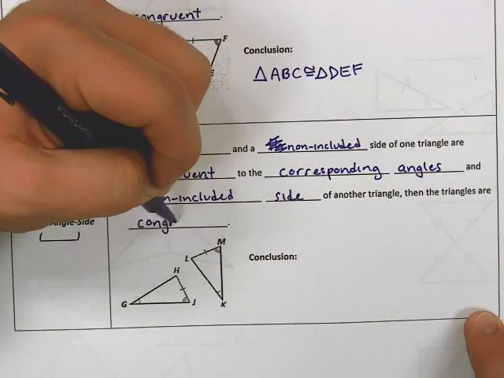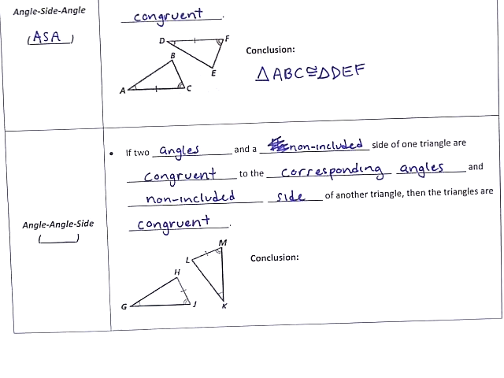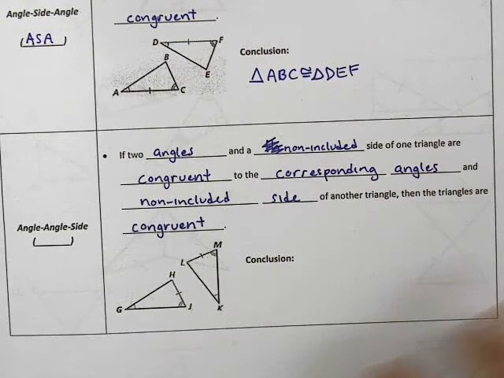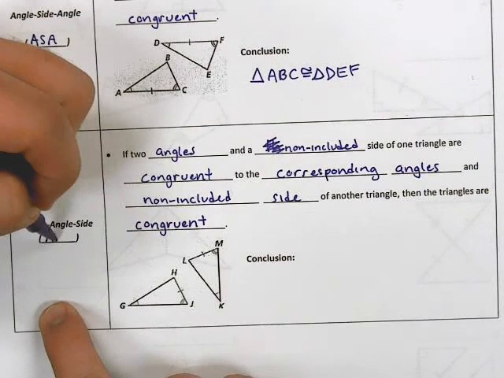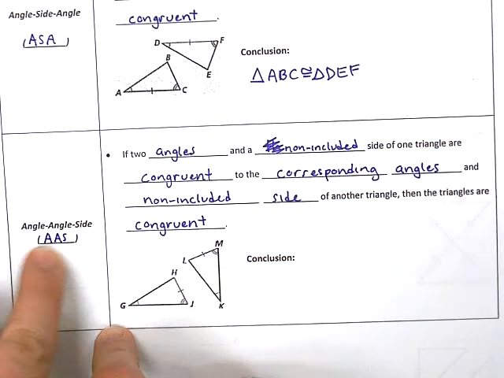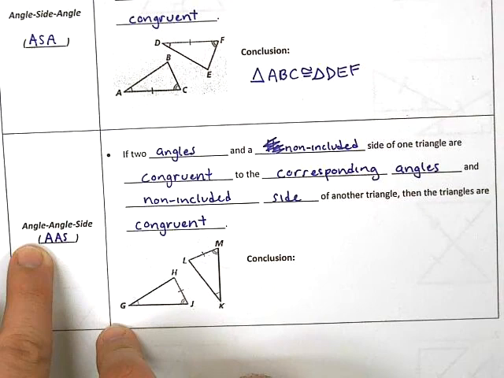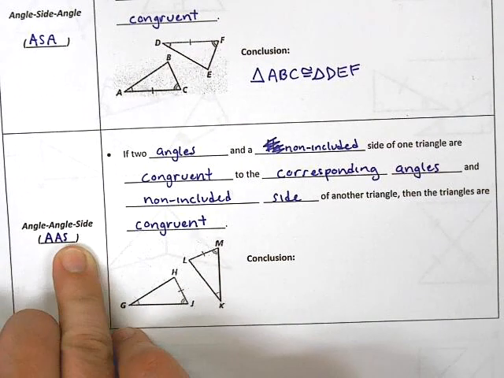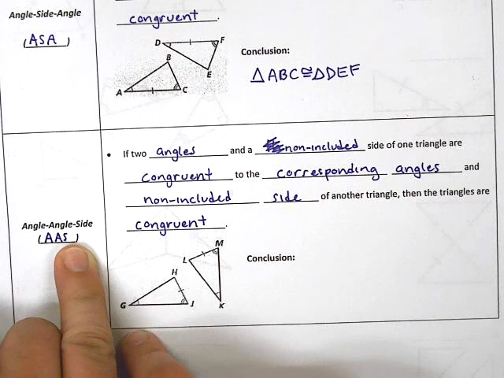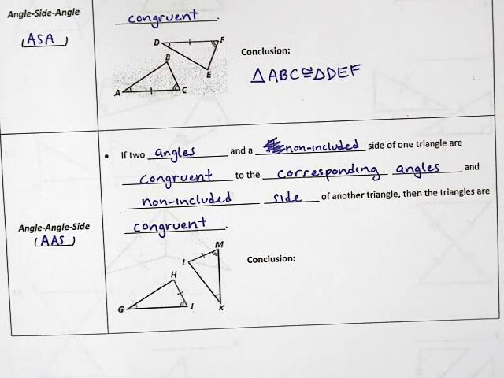Alright, so this one is honestly not much different than the one before. You just have to be very aware that this one is angle angle side. So this is two consecutive angles, and then a third side, or the side, that is not between the two angles. It's not included. It's non-included.